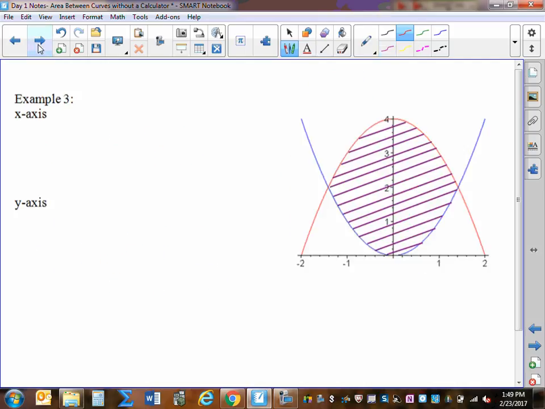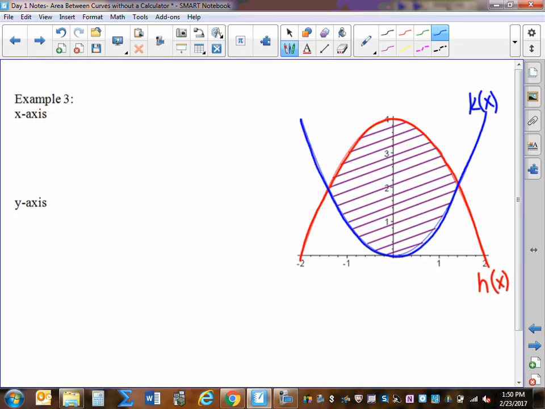Okay. So here we have another example. If we do this with respect to the x-axis, they didn't give us x and y. Let's call our red one here the top one. And let's go with h of x. We haven't used that yet. And let's call this other one here, the blue one, k of x.